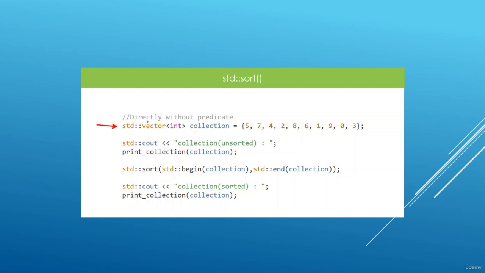So we have a collection here, which is a std::vector. The data is not ordered in any way, but if we use our sorting algorithm, passing the beginning and end iterator, this is going to sort the data we have in this collection, and if we print it again, we're going to see that the data is ordered.